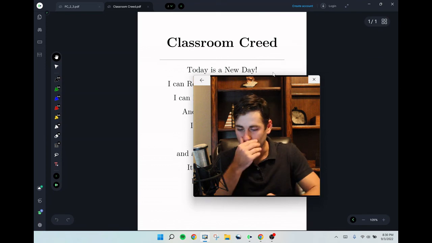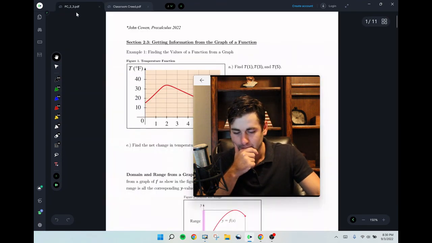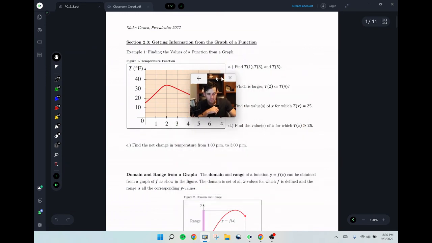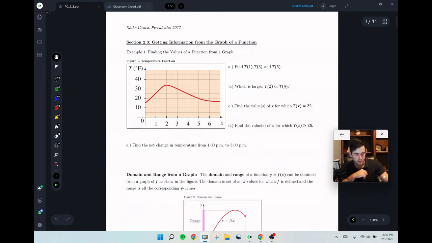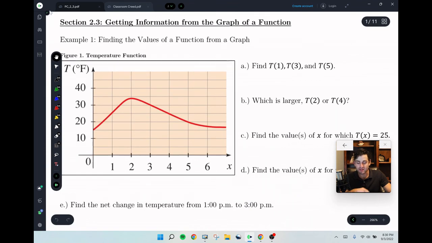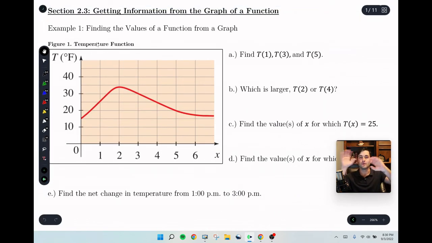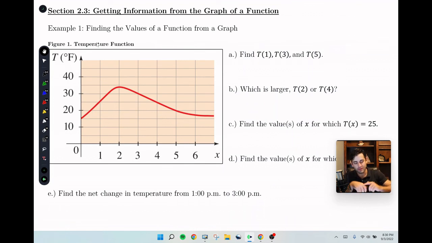All right, let's go. Let's get started with getting information from graphs of functions. It's going to start off really easy, then it's going to get a little more complicated, and then it's going to be really nice at the end when we cut out whole problems. So, starting off super duper easy.